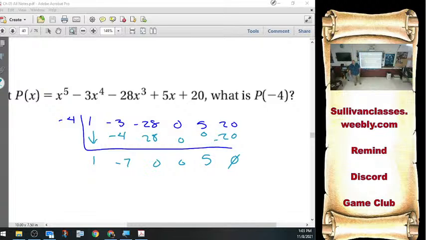So P of -4 is 0, because that was my remainder at the end.